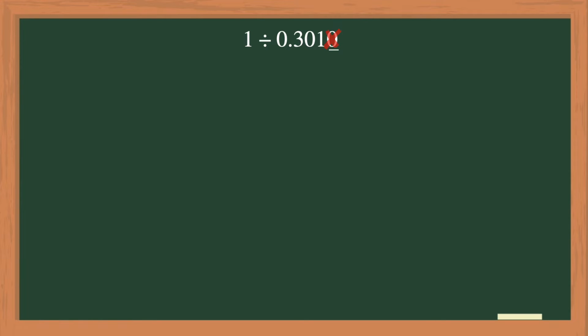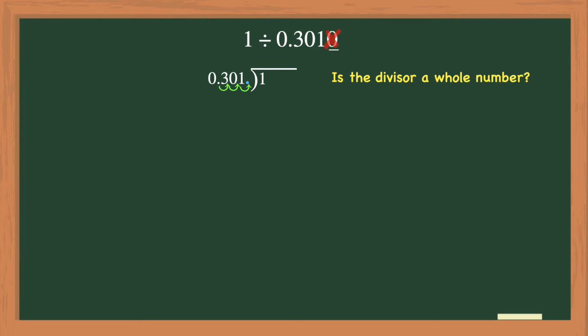Now I will need to rewrite this division using a long division box. The dividend of 1 goes inside the box, and the divisor of 301 thousandths goes outside of the box. Looking at the divisor, I need to ask myself, is this divisor a whole number? And as you can see, it is not. So I will need to make it a whole number by moving the decimal point 3 places to the right.